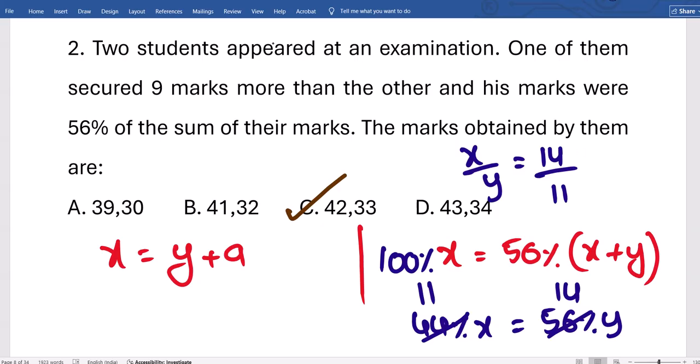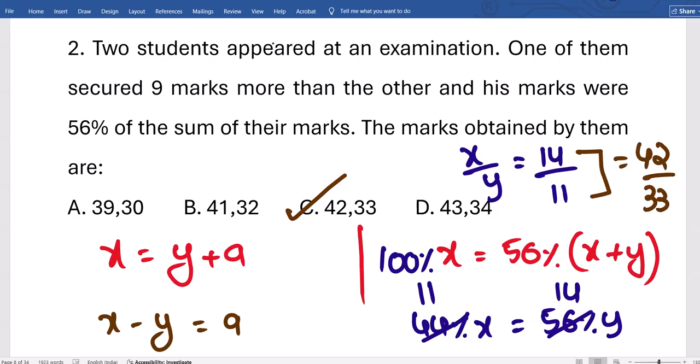What's the difference between 14 and 11? Difference is 3. But here the X and Y difference is 9. There 3, here 9. You have to multiply by 3. Then 3 becomes 9. So you multiply this with 3: 42, 33. Then the difference is 9. It satisfied 14 by 11 both. So likewise, you can save time.